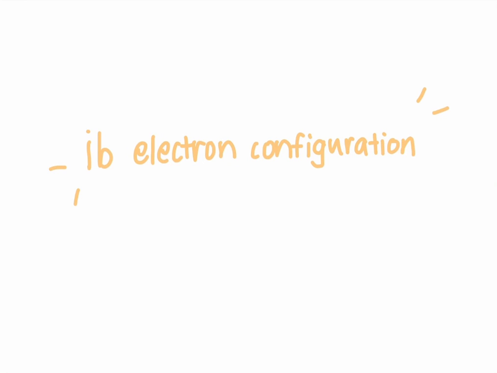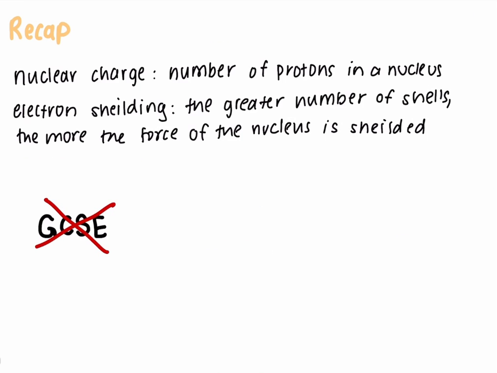So today's video is about the IB electron configuration. The first thing we're going to do is a little recap. Before we get into this, I think the most important part is to forget what you learned in GCSE, because this is a completely different way of electron configuration.